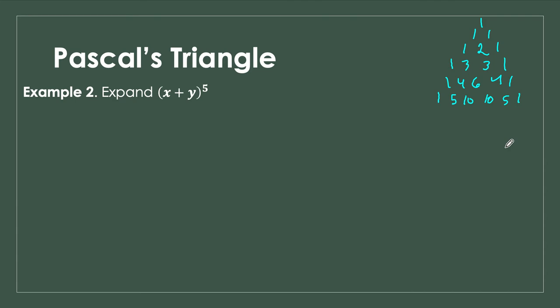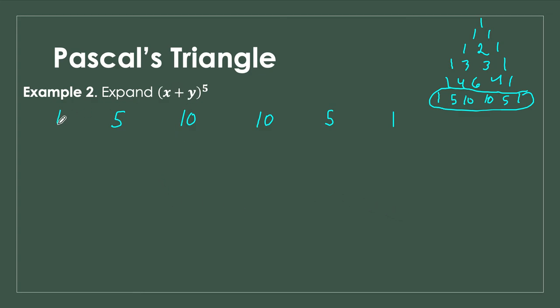So how do we do this? Again, these serve as our coefficients. So 1, 5, 10, 10, 5, 1. Let's write it here: 1, 5, 10, 10, 5, 1.